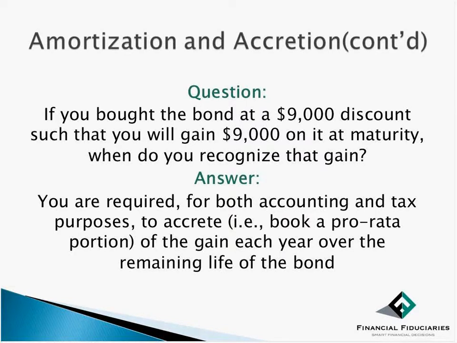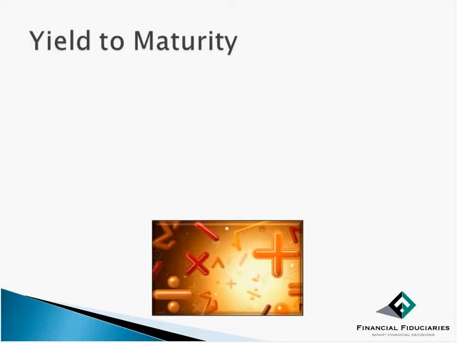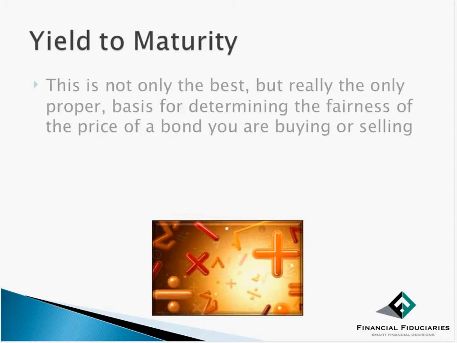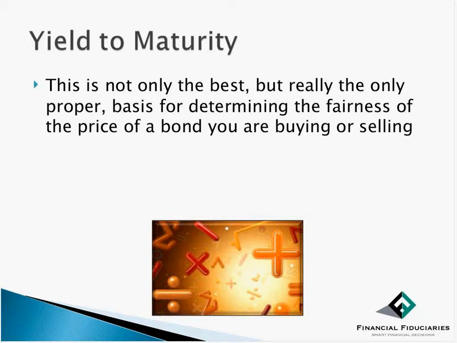and then a $3,000 gain in year 3 to again level out the accretion in that value of that bond. So all of this gives rise to the concept of yield to maturity. The prices, premiums, or discounts, and so forth gets us to the value of the bond, and now we have to use that value to calculate something that we call yield to maturity. This is not only the best, but it's really the only proper way for determining the fairness of the price of the bond that you're buying.